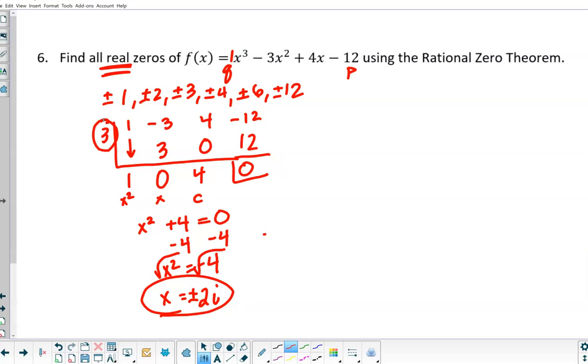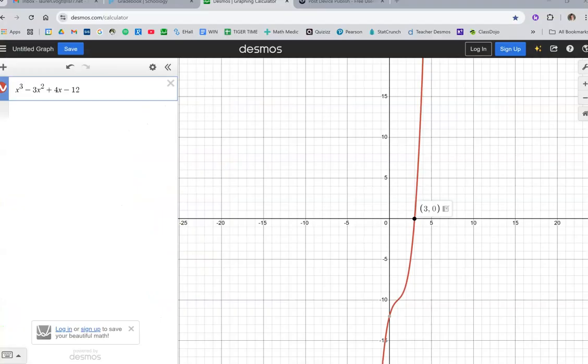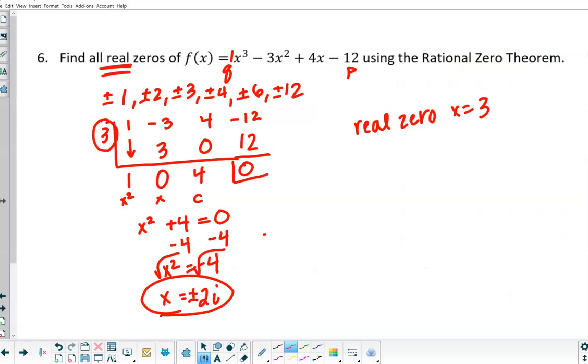When you're giving your answer, it said just the real zeros. So my real zero is x equals 3. That's the only real zero. If you look at the graph, you'll notice that that's the only time that it crosses the x-axis. So the other 2 zeros are imaginary. You can tell that from the graph as well.